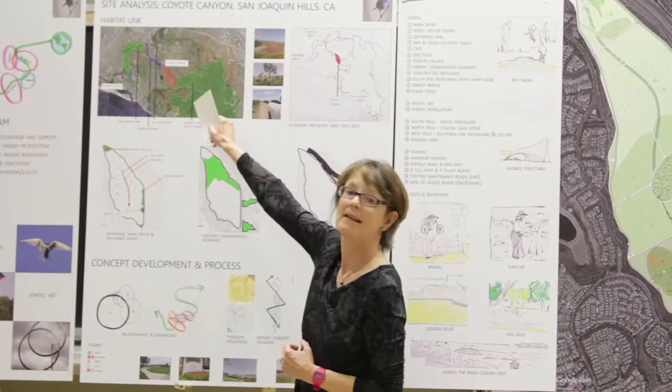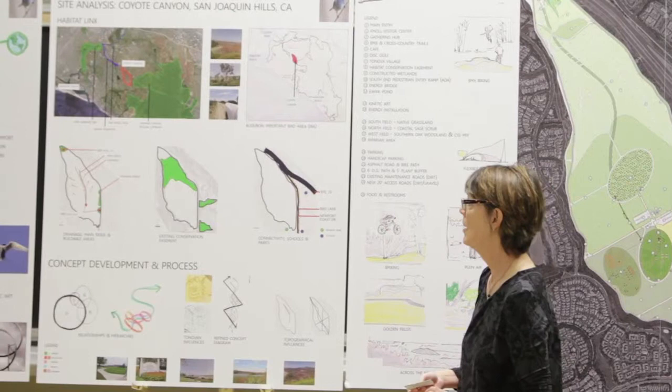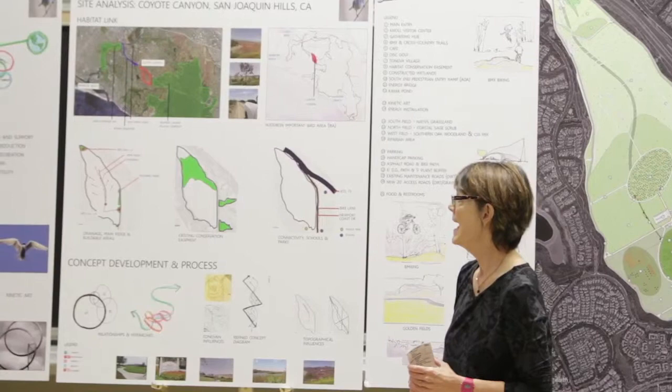So the program really reflects that. The program is recreational activities, habitat restoration, learning centers and nodes. The beauty aspect will be in kinetic art that's all over the design. And the programs really reflect the goals.